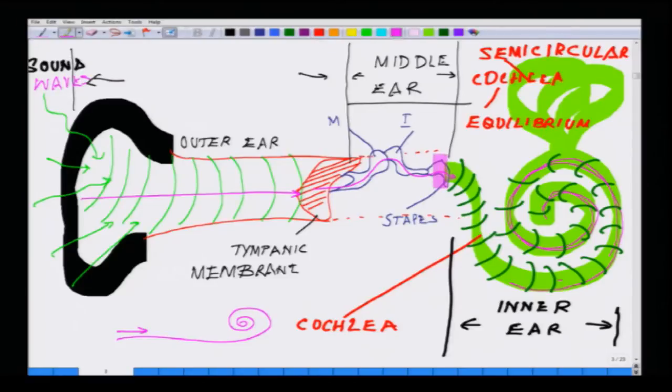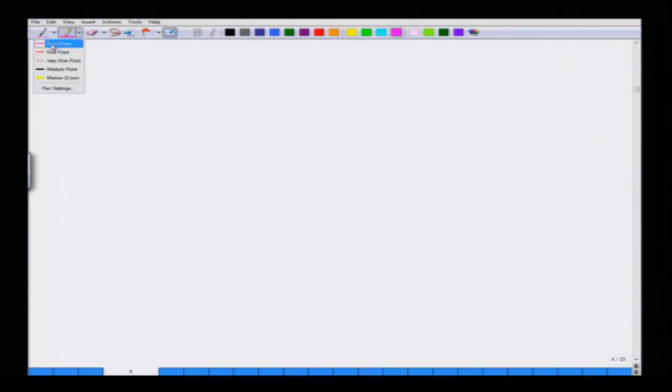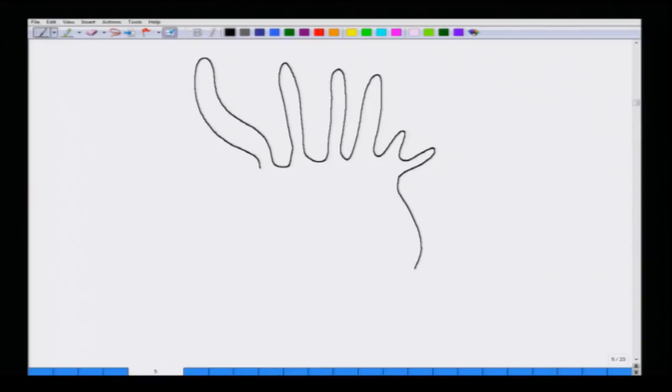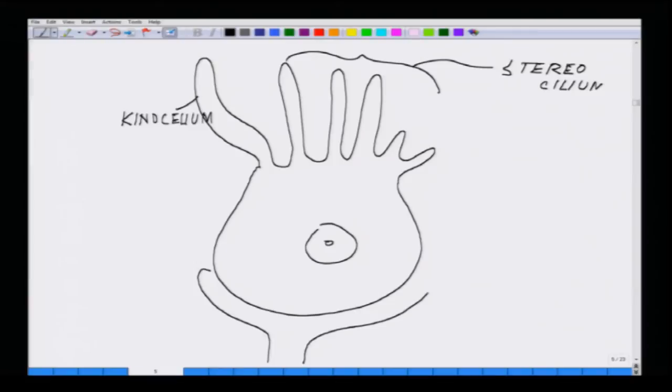This is the track where the hair cells are sitting. So, let us talk about the structure of the hair cells now. These are the stereocilia, and these are the kinocilium and the stereocilium, and these are the nerve endings.